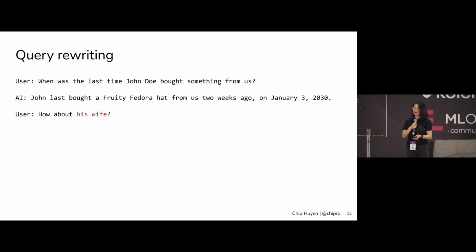However, query rewriting can be quite tricky. Let's say the user asks a question like, how about his wife? Now we need information like who his wife is, right? So you need to be able to do identity resolution. And if the system does not have access to the information, it has to respond, sorry, we don't know who John Doe's wife is, instead of making up some name and hallucinating something.